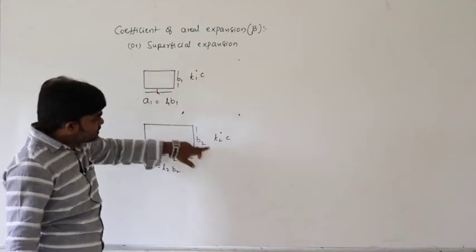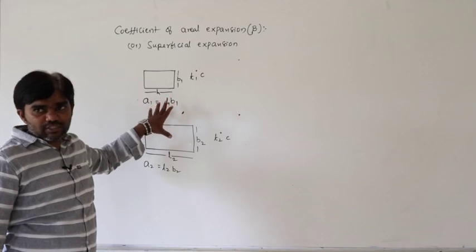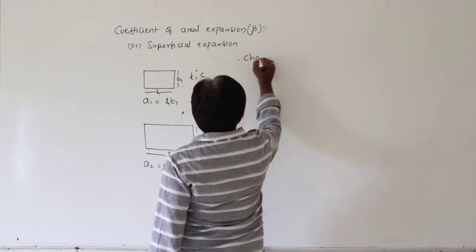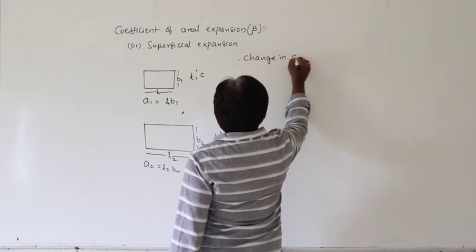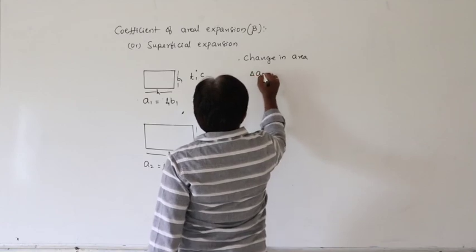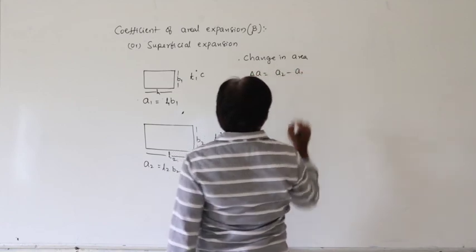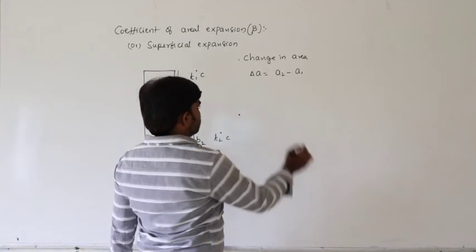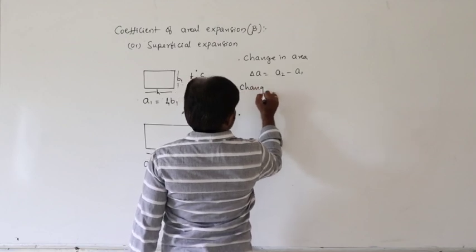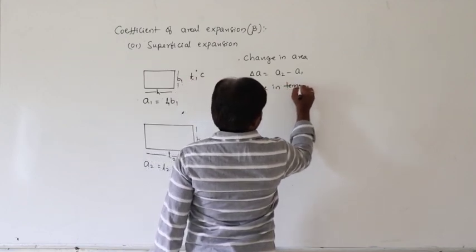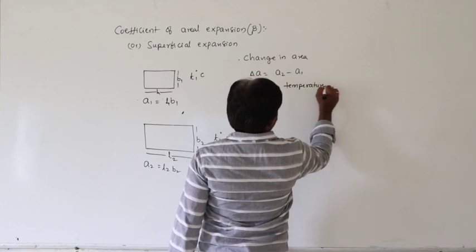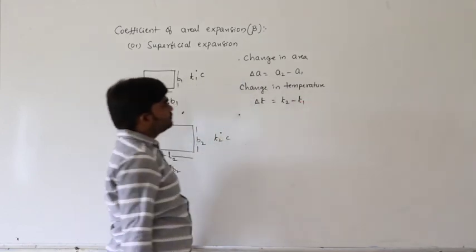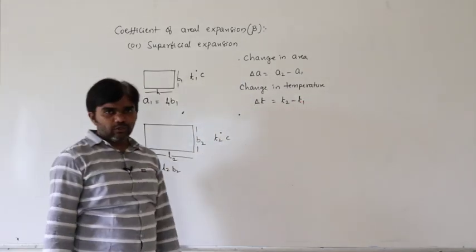So that means due to increase in temperature, area must increase. So what is the change in area here? Delta A is equal to A2 minus A1. Change in area is equal to A2 minus A1. What is the change in temperature? Delta T is equal to T2 minus T1.